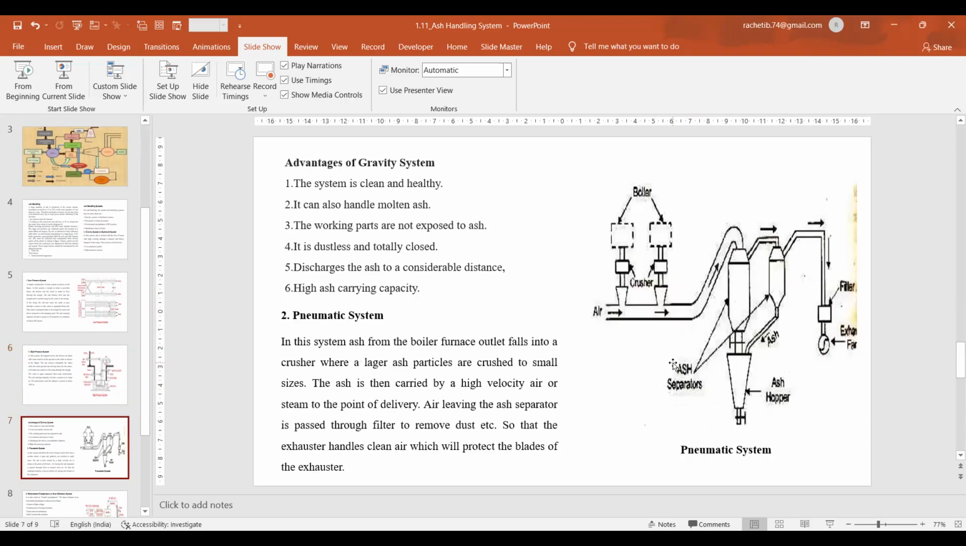Then we saw pneumatic systems. Instead of water, the ash which is collected at the bottom hopper is crushed in the crusher or grinder, and with the help of ejectors and air velocity, the ash is sent to separators, where the ash gets separated and the air, along with flue gas, goes to the exhauster fan, to the chimney, to the atmosphere. The ash is collected in the ash hopper, then discharged to the sump.